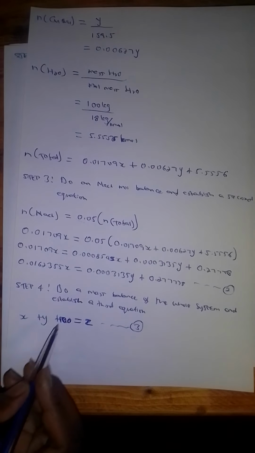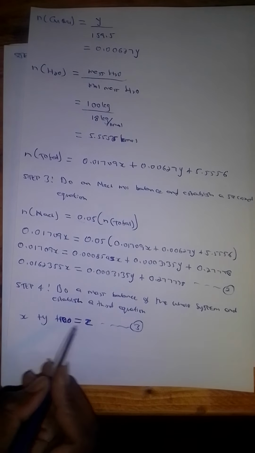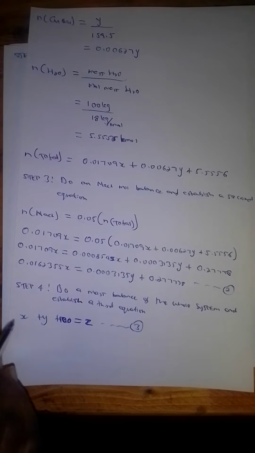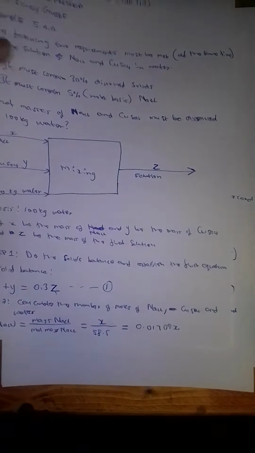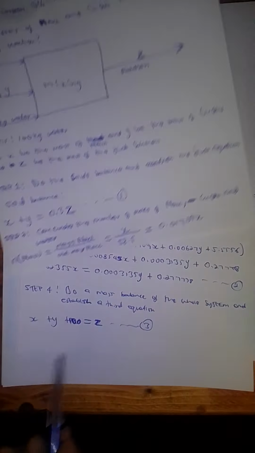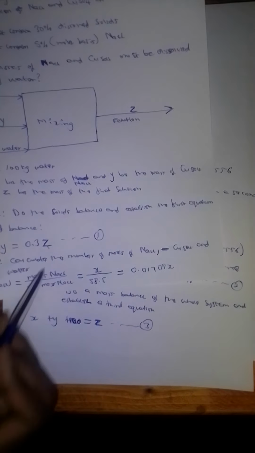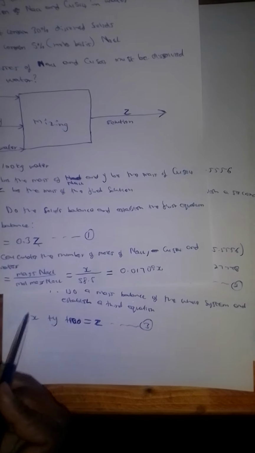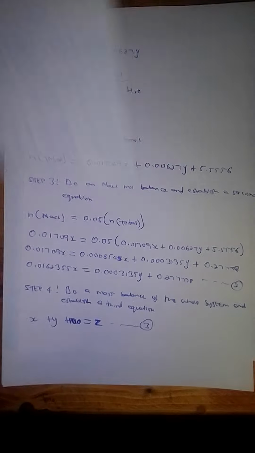3 into 1. Let me just bring back 3 and 1 here. This is actually our third equation, z equals x plus y plus 100. And this is our first equation, x plus y equals 0.3z. So when we substitute this 3 into 1, where the z is, we're going to be plugging in x plus y plus 100.